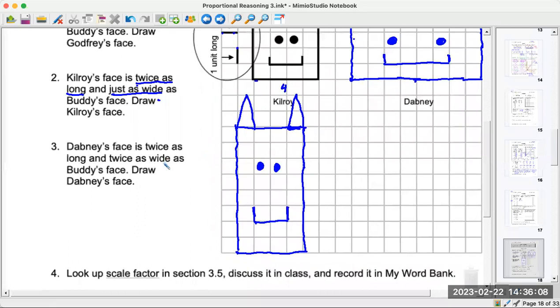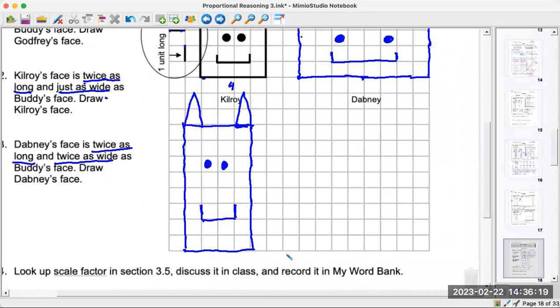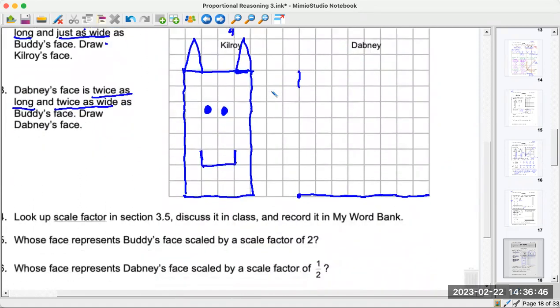The next one, Dabney's face is twice as long and twice as wide. So we're changing everything, twice as wide. Draw Dabney's face. So we're gonna go 8 by 8 for his face. So I'm gonna start here and go over 8 and up 8. 1, 2, 3, 4, 5, 6, 7, 8, and up 8. Because it's 4 in the original and up 4. See how they have the faces of 4 by 4 units? Each square is 1 unit. So now it's going to be an 8 by 8 because we're doubling the length and the width.